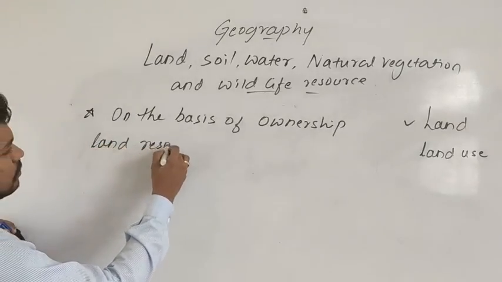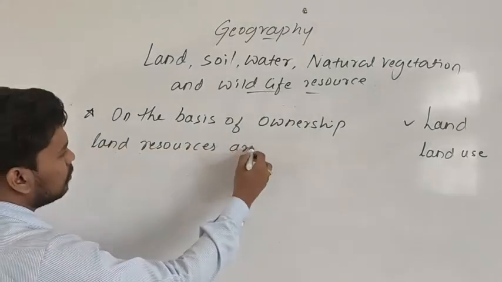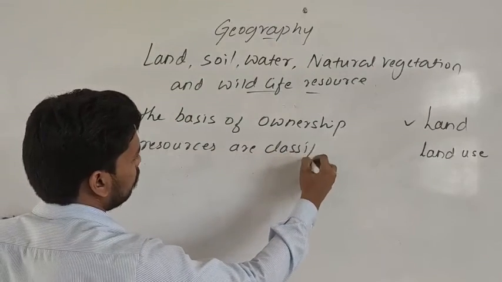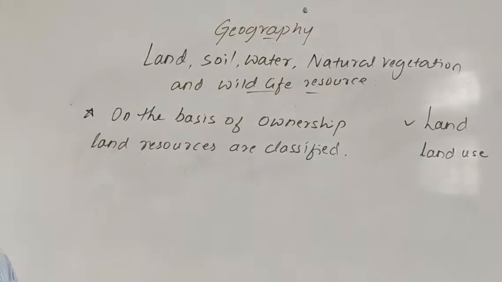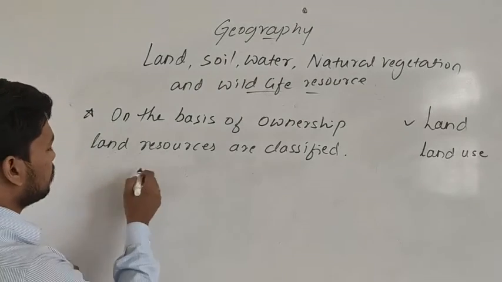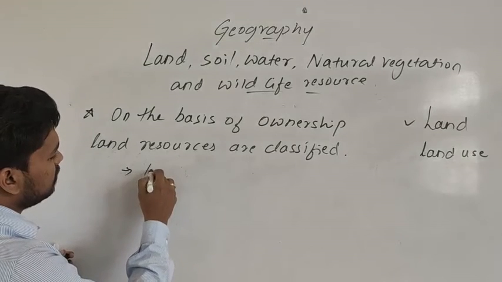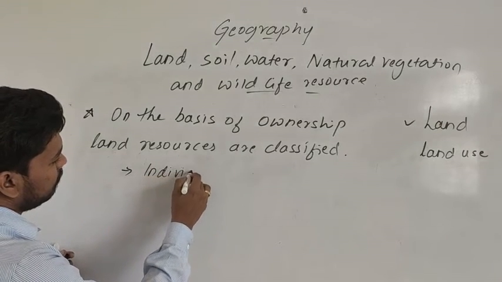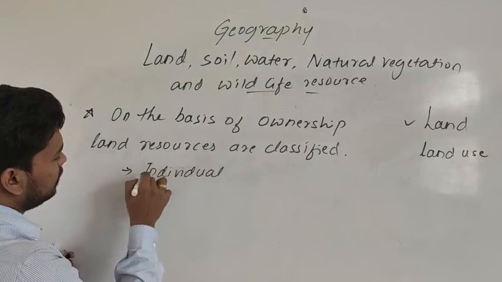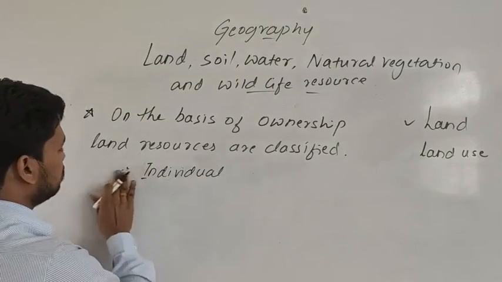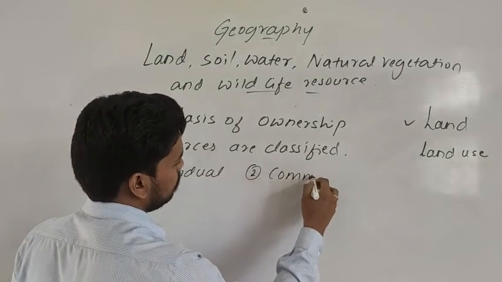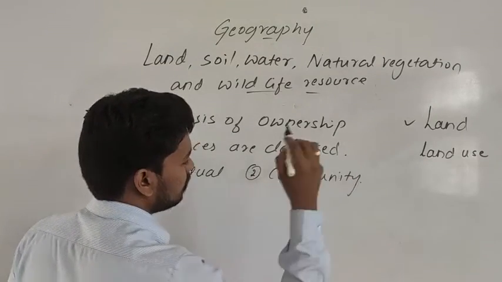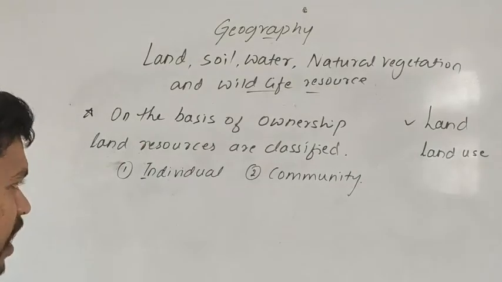Land resources are classified like one, individual, then community. Individual land resources and community land resources.